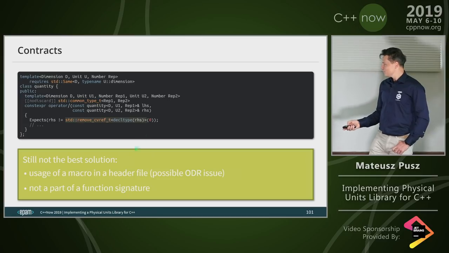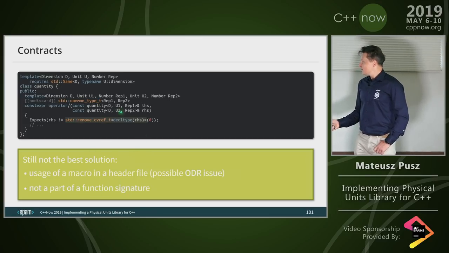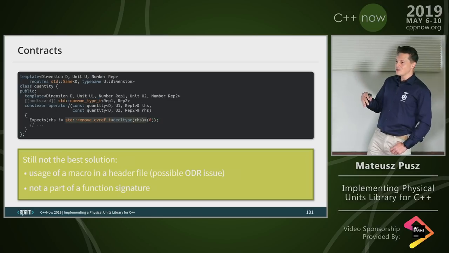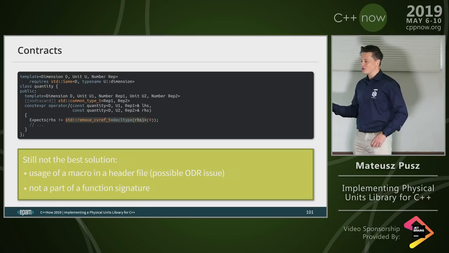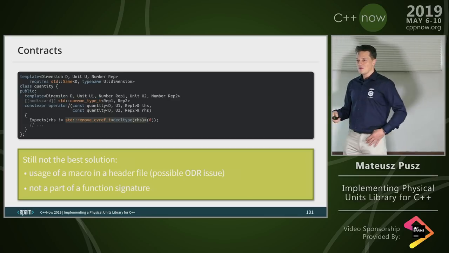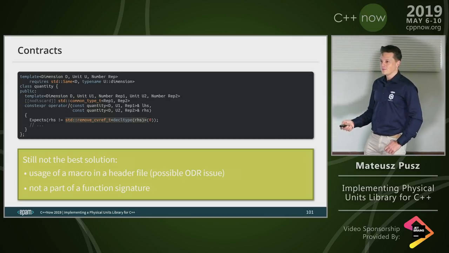Second thing, this is not a part of the function signature. So if I just put a semicolon here and put the implementation somewhere else, a user seeing the semicolon, or just looking for it on cppreference.com, will not know anything about the contract of this function.